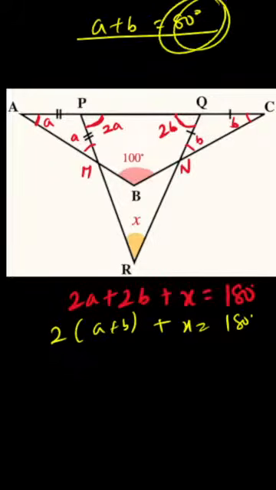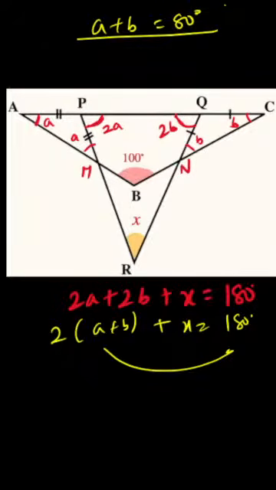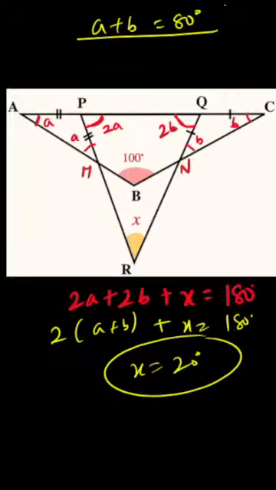We have A plus B already, which is 80 degrees. I can substitute it here. 80 into 2 is 160 and 160 subtracted from 180 gives us x is equal to 20 degrees. So that's another approach. Without using the property of the quadrilateral, you can solve this directly. I hope that is clear to you guys. The correct answer for this question was x is equal to 20 degrees, and I just used the angle sum property of the triangle.